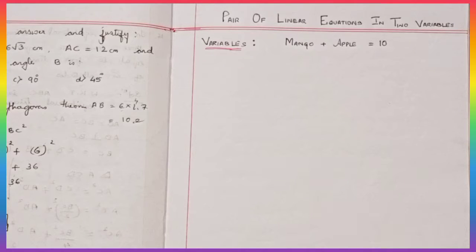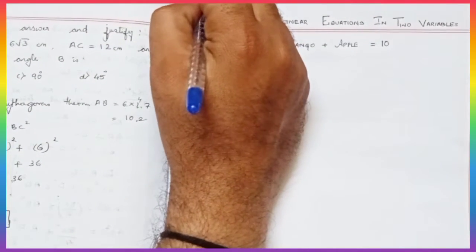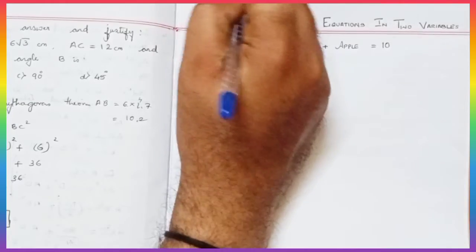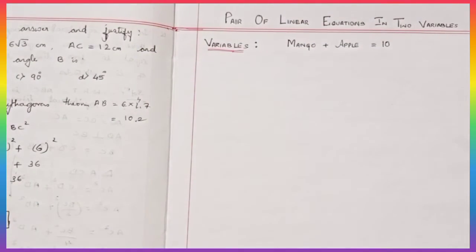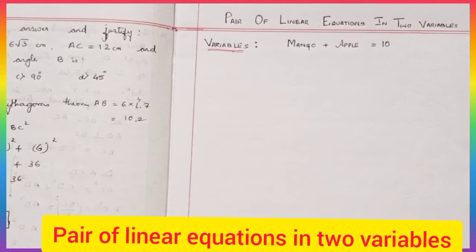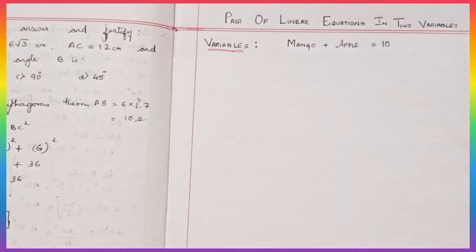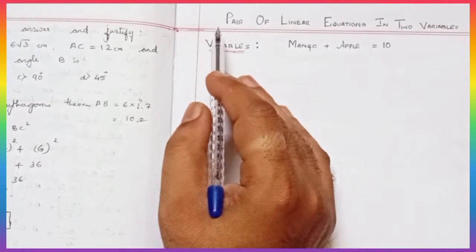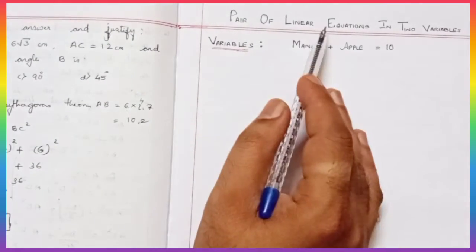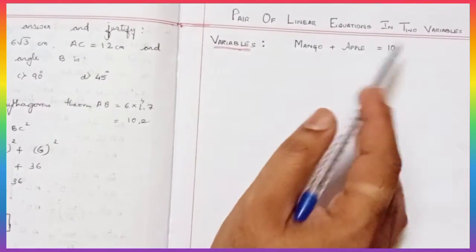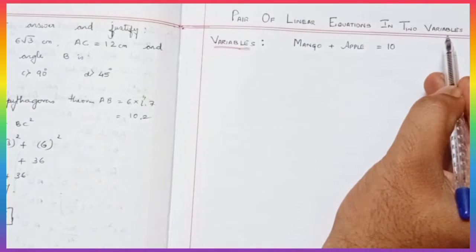Today we are solving the next unit, unit number 3, which is called pair of linear equations in two variables. It is taken from class 10. So today we are going to do the introduction part of this particular unit. What do you mean by pair of linear equations in two variables? Before learning the entire heading or the chapter name, first we will try to understand what we mean by variables.